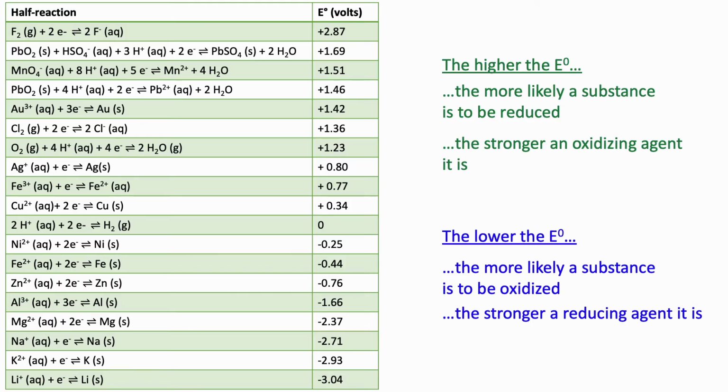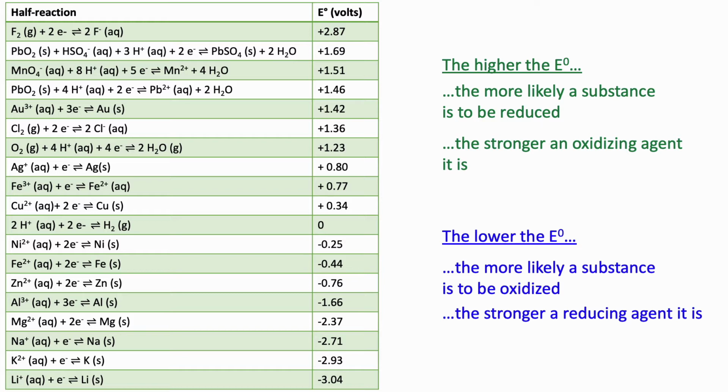When we were looking at standard reduction potentials, I mentioned that the higher the standard reduction potential, the E0, the more likely a substance would be to be reduced, and the stronger an oxidizing agent it would be. In other words, the more likely it would be to grab electrons off of another substance. Likewise, the lower your value of your standard reduction potential, the more likely that substance would be to be oxidized, and the stronger a reducing agent it would be. And that just basically means the more likely it is to give up electrons. We made those statements about single standard reduction potentials.